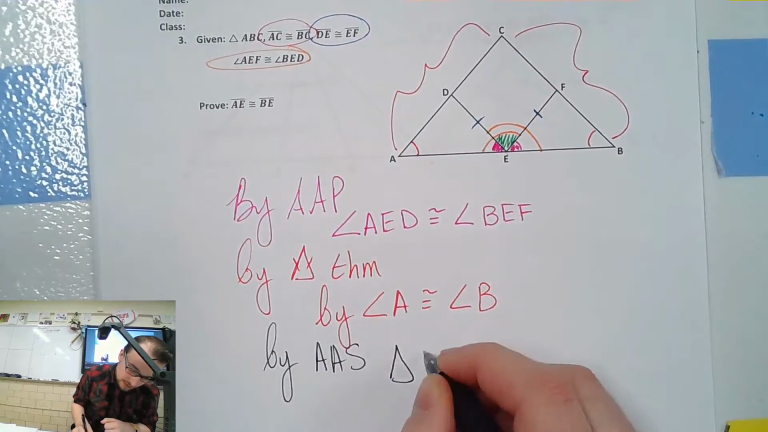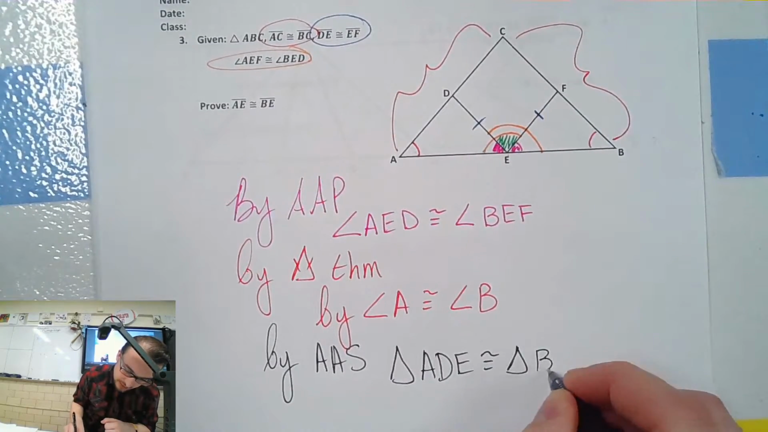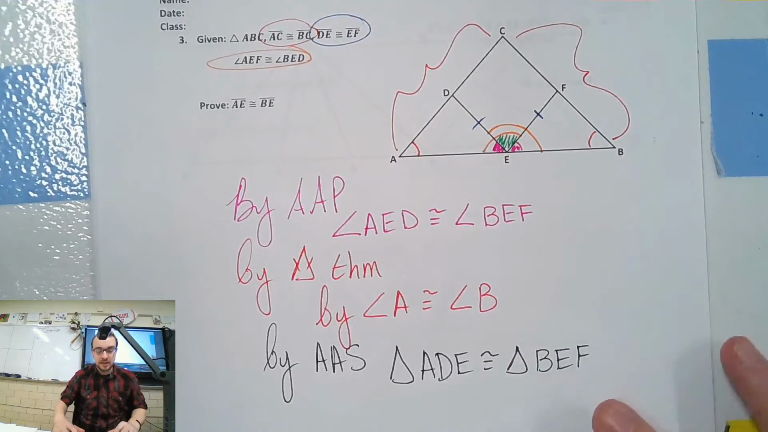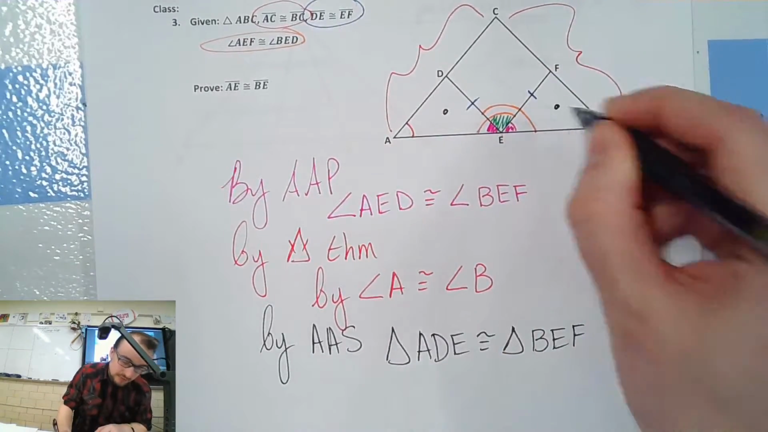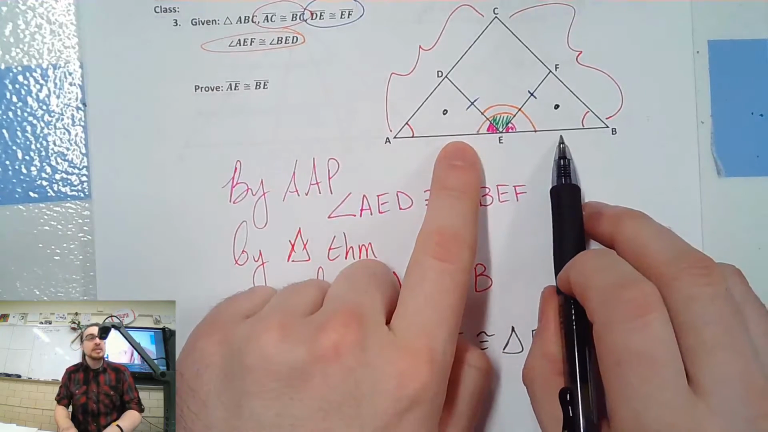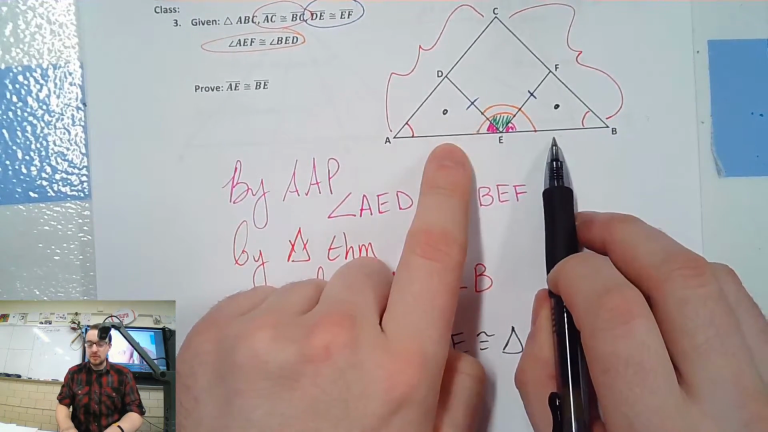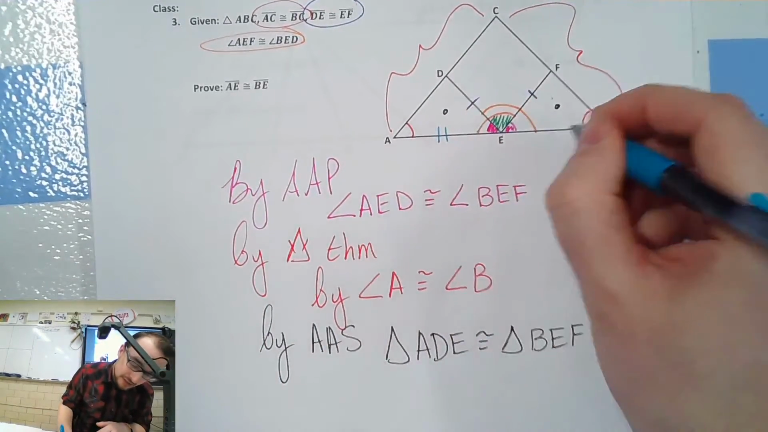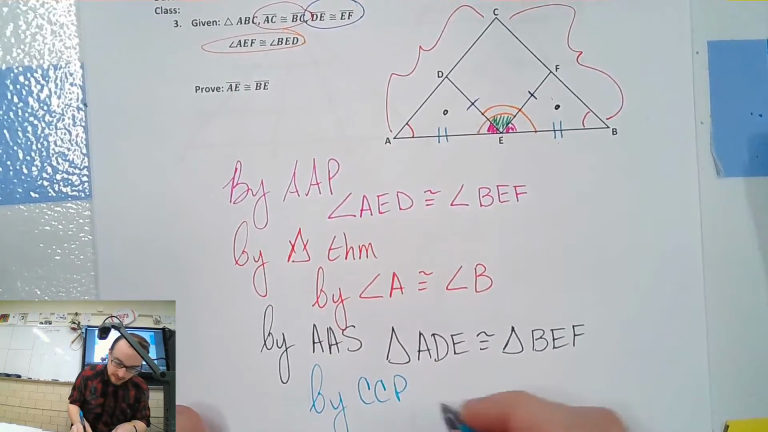And then by CPCTC, triangle ADE is congruent to triangle BEF. Again, write the triangle symbol so I know you're talking about the triangle and not the angles. So these two triangles are congruent. We wanted to prove AE and BE the same, right? So by CPCTC, the parts of the triangle should be congruent. So AE is congruent to BE.